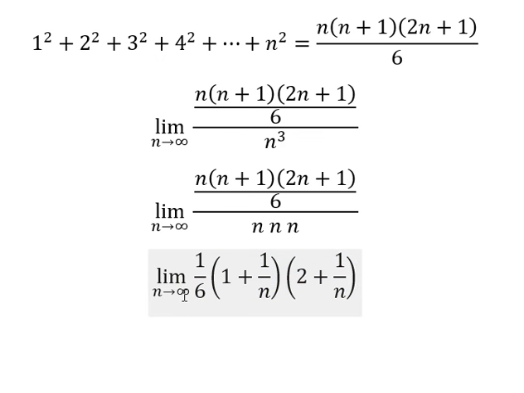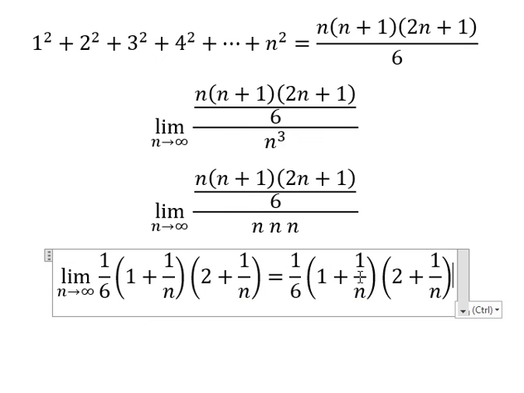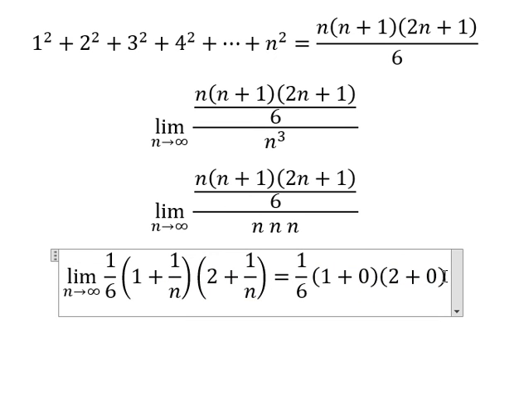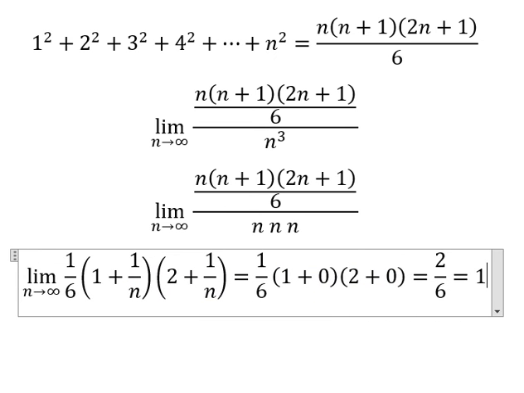So when n approaches positive infinity, this one will go to positive infinity. 1 divided by positive infinity, you get 0. And now we can simplify like this. And we have 1 over 3.